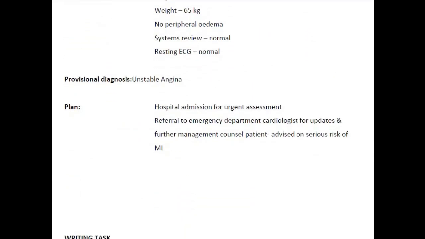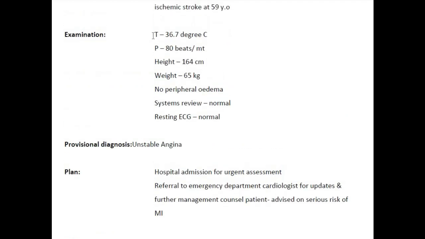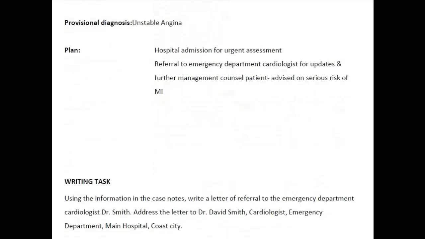Here, we can see some numerical values mentioned in the examination part of the case note, which are not that important to mention in the letter and hence can be omitted. Taking all these points, we have to prepare a letter in an organized manner.